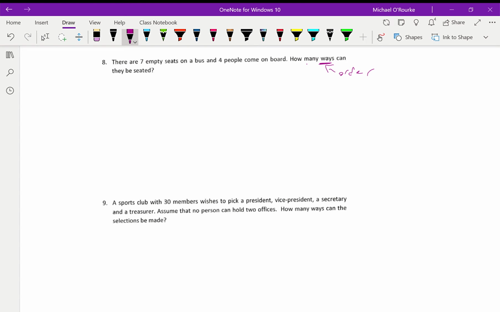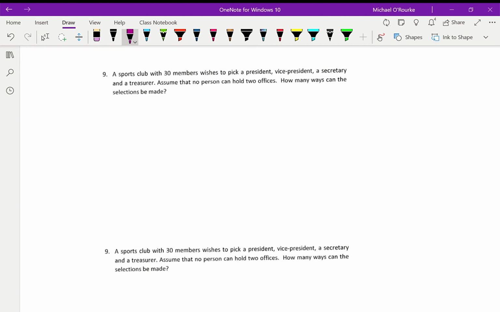All right, we have 7 empty seats and 4 people come on board. So we have 7 options. We're going to fill 4 of them. So 840. Now that's kind of an odd one to think about because you're going to have empty seats in there. And you're kind of moving around who's empty.